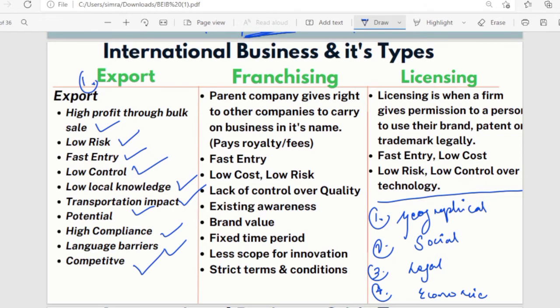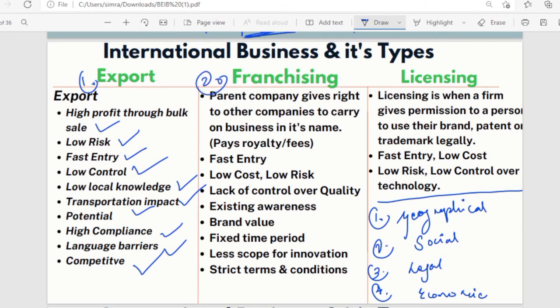But if you still feel that by the time of the exam you won't be able to recollect it, or you cannot imagine what is exporting, then you can just write these points. Don't write all the points, just write the most important: the fastest entry is through exporting, and there is low control. So just write 3 to 4 points. Don't write each and every point which I have given you. Okay, just write 2 to 3 points. Got it? Now we'll see the second mode of entry.